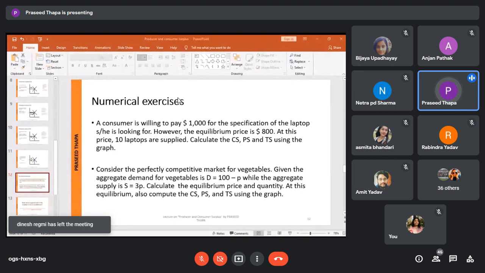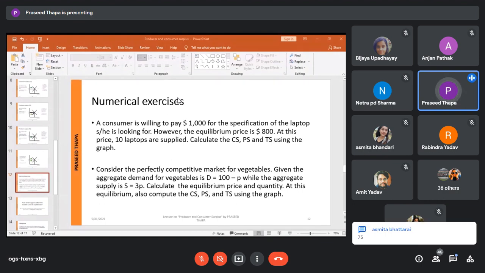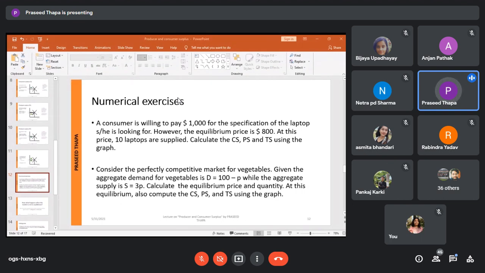Who can say what is the height of the triangle when you are calculating the consumer surplus? Who can say? 25, sir. No, 25 is not your height. 50, sir. How much? 50. No, 50 is also not your height. Yes, sir. 75 exactly, Ruchita. The answer from Ruchita is 75, and that is your height.